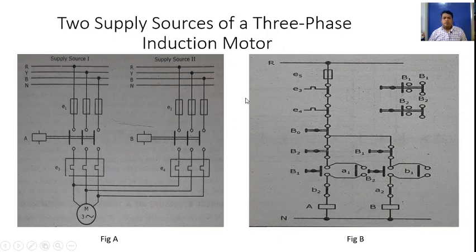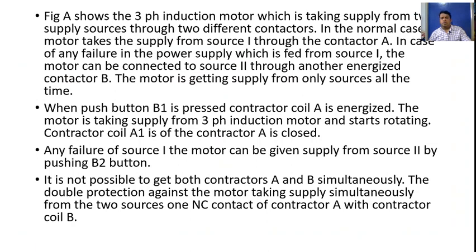If you see E3, E4 and B0, B1, B2 given here, this supply sources schematic is drawn this way to show how the two supply sources of a three-phase induction motor work. Now if you see figure A, it shows the three-phase induction motor taking supply from two supply sources through two different contactors. In the normal case, the motor takes the supply from the source through contactor A.